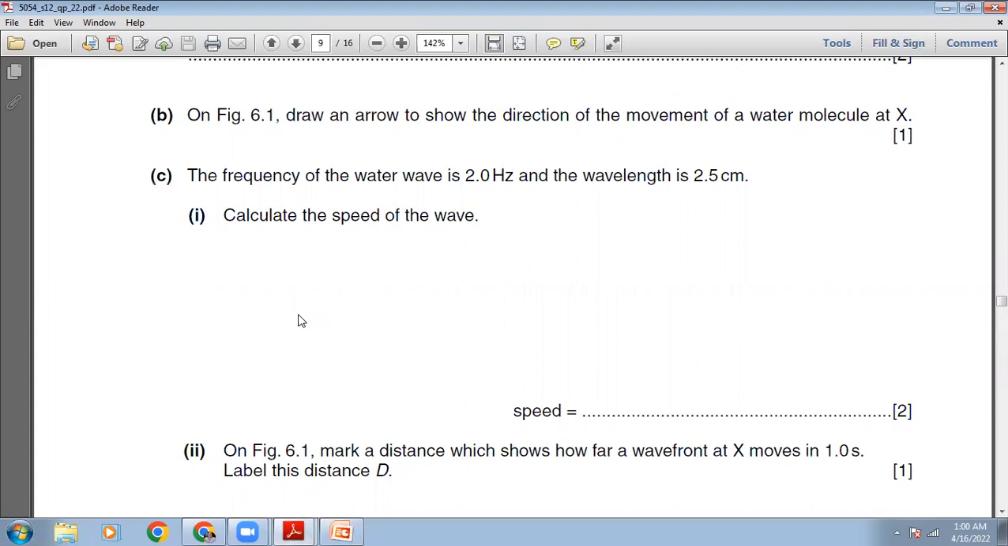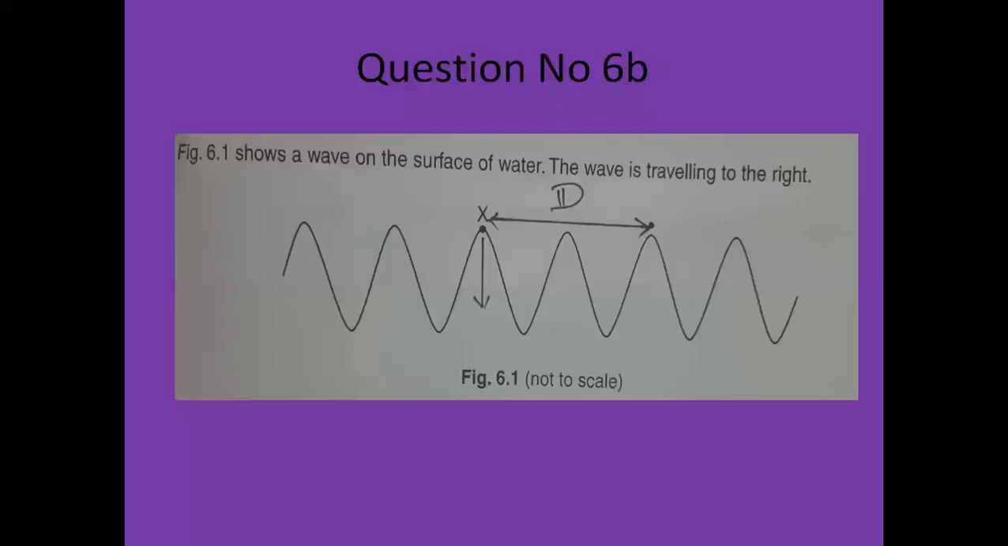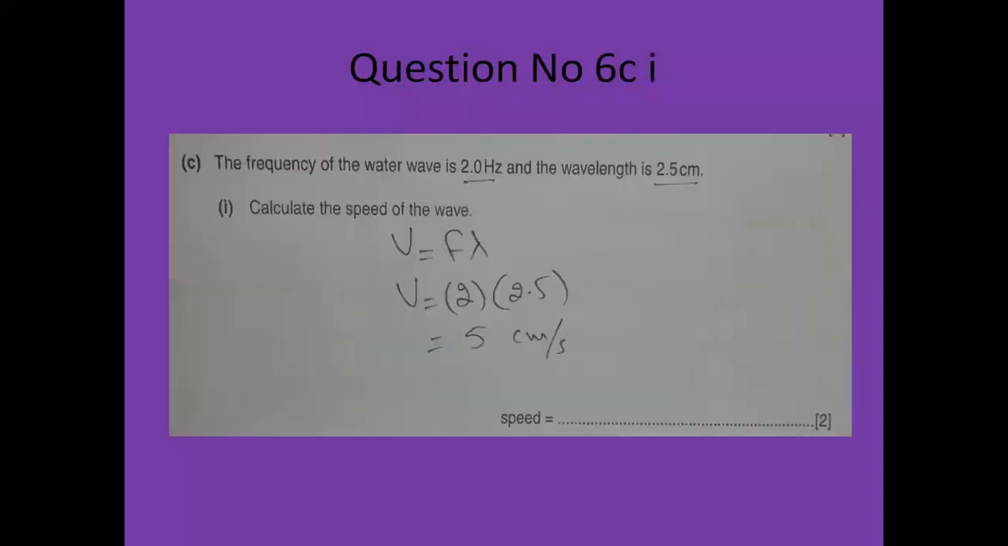You know the formula for the speed of the wave is v equals f lambda. The frequency is 2 hertz and the wavelength is 2.5 centimeter. So your answer will be in centimeter per second. So v equals f lambda, 2 into 2.5, and that will be 5 centimeter per second.